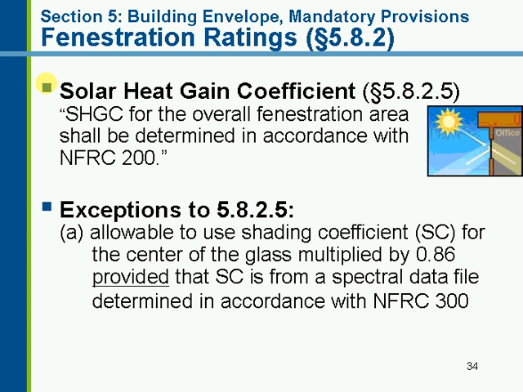Now, for solar heat gain coefficient, the companion standard is NFRC 200. Here again, we're doing the calculation for the overall fenestration area. With solar heat gain coefficient, there is an allowance, though, that you can use shading coefficient multiplied by 0.86, provided that shading coefficient is from a spectral data file determined in accordance with NFRC 300. All the glass manufacturers have gone through a process where they have submitted their data, it goes through peer review, and then it ends up in the spectral data file. So this is information that you can trust, since it's been through peer review.